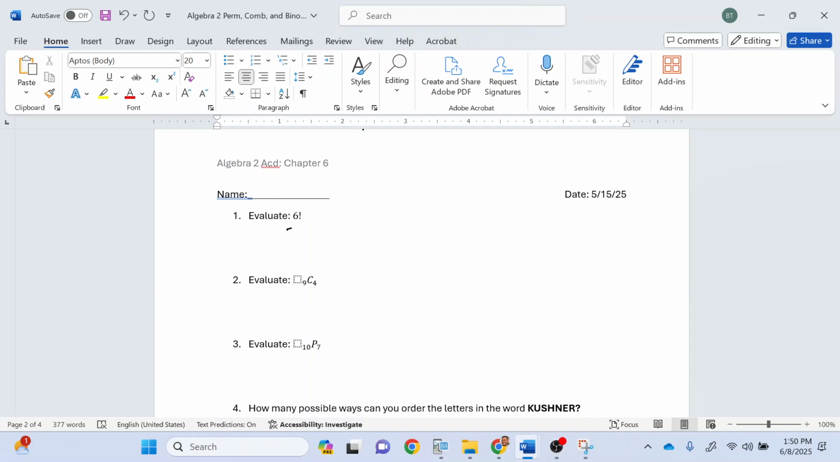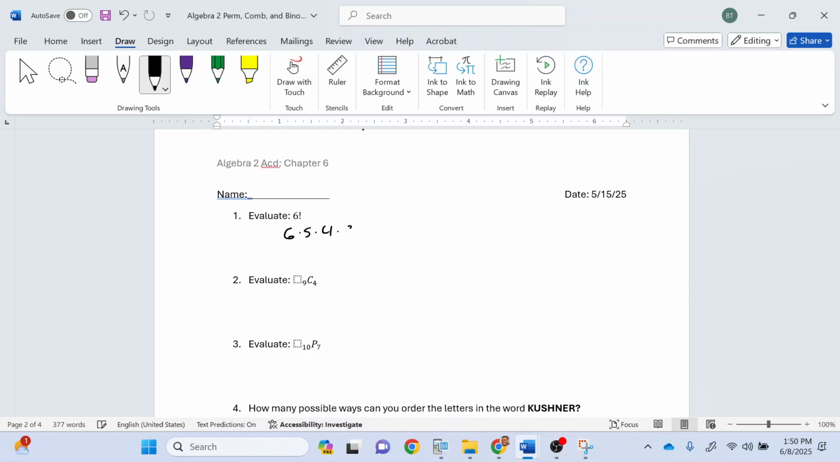So 6 factorial is the same as 6 times 5 times 4 times 3 times 2 times 1. So you got to type that in your calculator. Luckily, I know 5 times 4 times 3 times 2 is 120, times 6 would be 720. So 720. Over here, 9C4. You could type it into your calculator. You remember, you got to click math and then go right until you see prob, and then it's going to be like the fourth option.